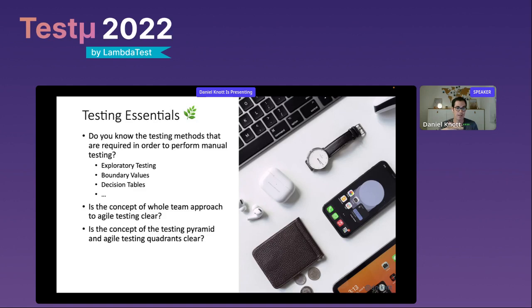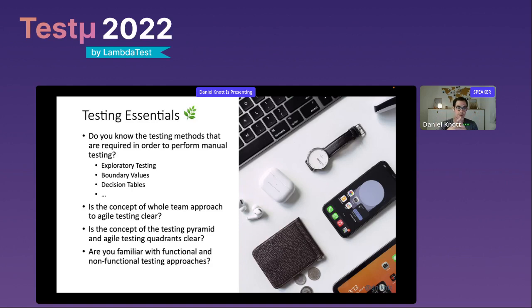Is the concept, for example, of a testing pyramid or the agile testing quadrants clear? I know some of you don't like the testing pyramid. They think it's outdated. Yes, at some point it's the case, but there are other concepts like the testing quadrants. Is this clear for you? And is this something that you need to learn more about, for example?